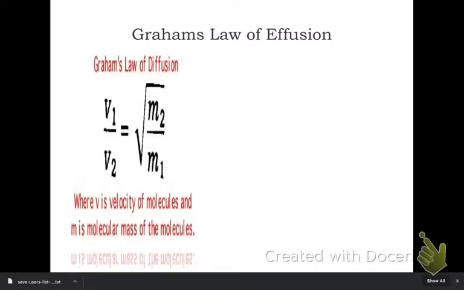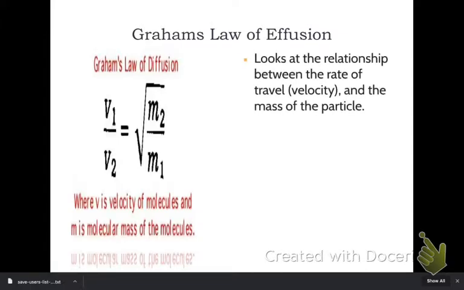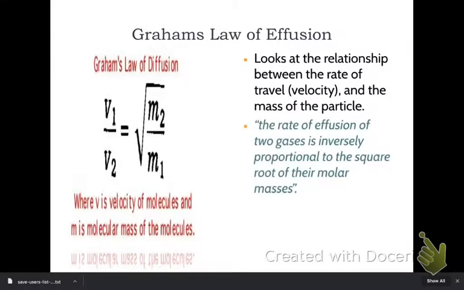Now we're going to talk about Graham's Law of Effusion, and this looks horrible, but it's really not. Graham's Law of Effusion looks at the rate that particles travel and the mass of those particles. So we're going to compare velocity. It looks at the relationship between the rate of travel, velocity, and the mass of the particle. Here's the actual law: the rate of effusion of two gases is inversely proportional to the square root of their molar masses.